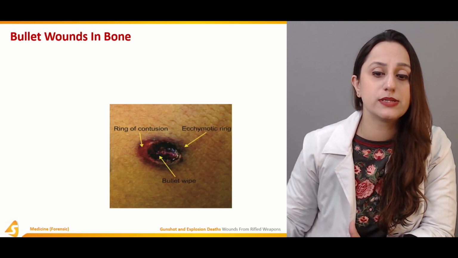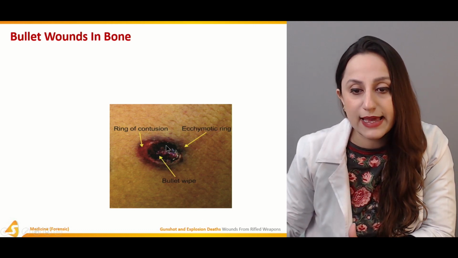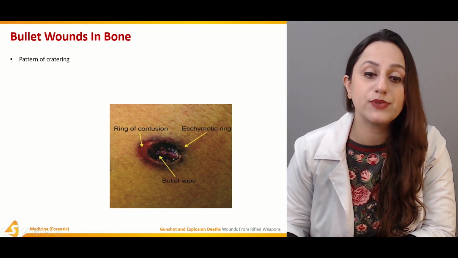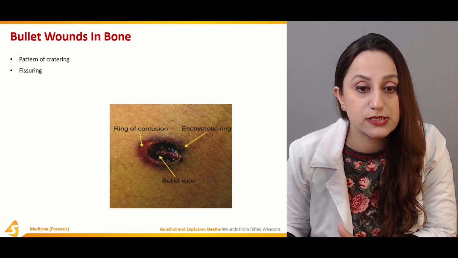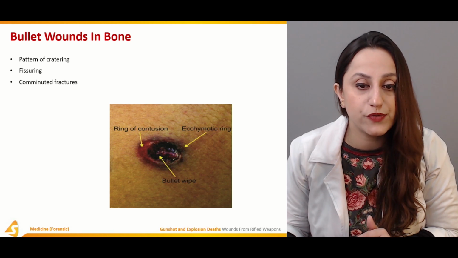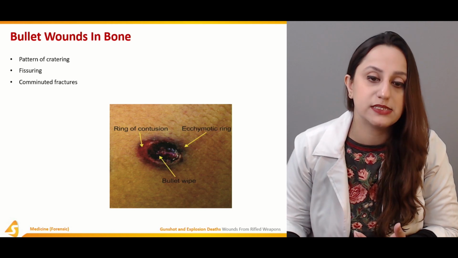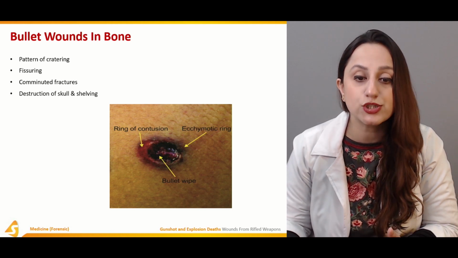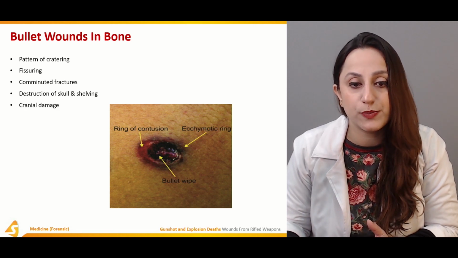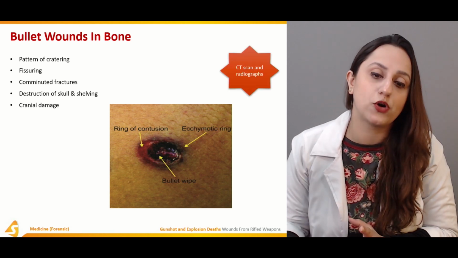Bullet wounds on the bone are again very important. Here you can see a ring of contusion that is followed by this ecchymotic ring, and then we have this bullet wipe over here. The pattern of cratering is very important and is seen over here. The fissuring or the tunneling is again very important over here, and the comminuted fractures, if they are present, have to be documented in detail in the autopsy report. The destruction of the skull and the shelving or the depressed fractures, if any, have to be documented in detail. If there is any kind of cranial damage, that is also to be documented over here.